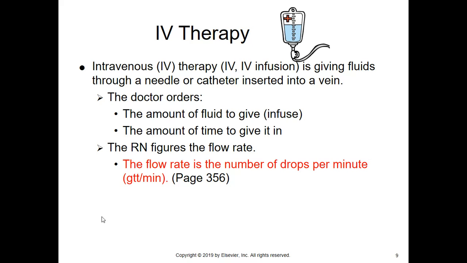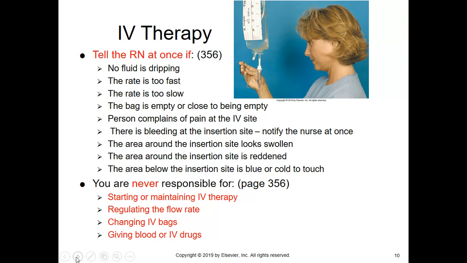The RN figures out the flow rate. So if he says, I want you to give 1 liter of IV fluid over 8 hours, I know that 1 liter is 1,000. 1,000 divided by 8 is 125. So my rate is 125. That's all stuff that the nurse does, and you guys will learn that as you become nurses. So the doctor gives the order, the nurse figures out the flow rate and starts the IV.